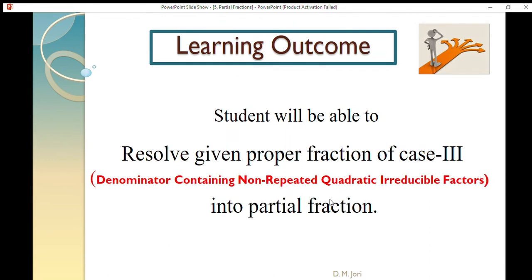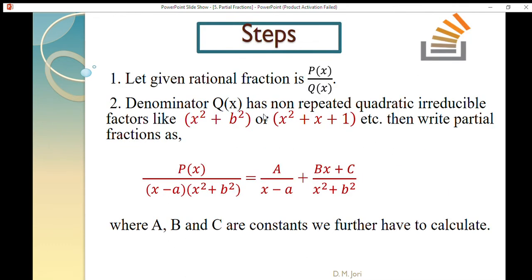Let us see. But before that, let us first see the learning outcome of this video. After watching this video, you will be able to resolve a given proper fraction of the third case. The third case is when the denominator contains a non-repeated quadratic irreducible factor. So you will be able to resolve case number 3 proper fractions into partial fractions after watching this video. You just have to remember a few steps.